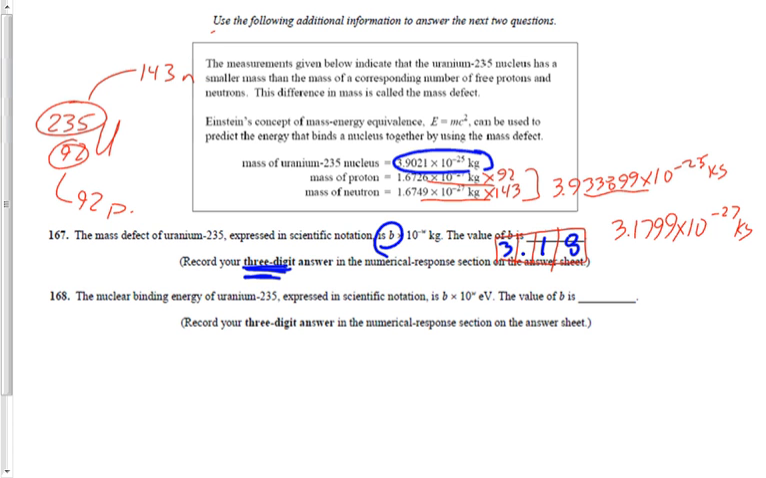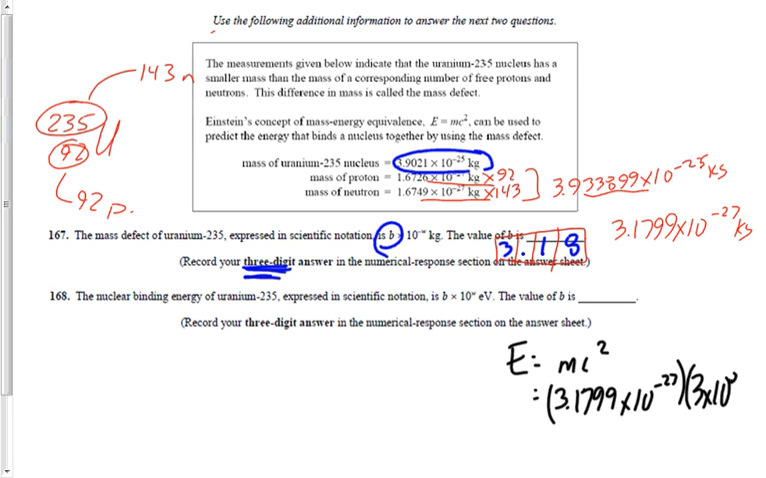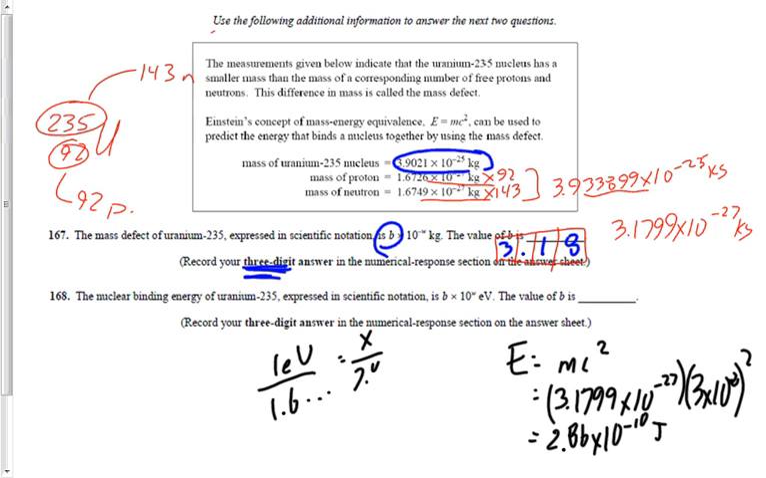Now, the nuclear binding energy of uranium-235, this is the easy question. All we have to do is take the number that we just found, although we should use the unrounded number, and say E is equal to mc squared. 3.1799 times 10 to the minus 27 times 3 times 10 to the 8 squared. What do we get there? 2.86 times 10 to the negative 10 joules. They want the answer in electron volts, so you've got to do the conversion, right? So you're going to get the number of electron volts there and then plug it in right there.